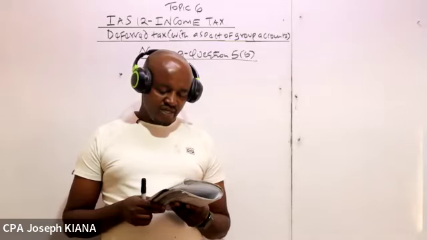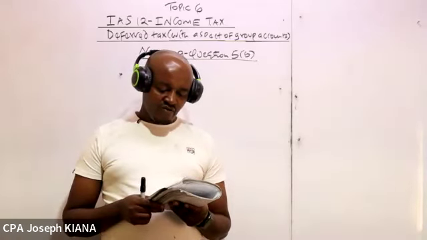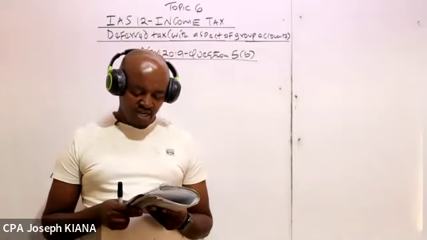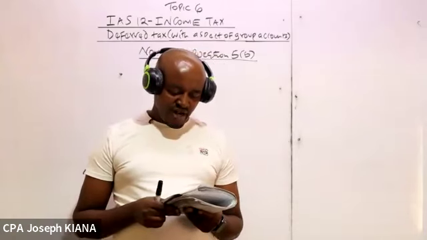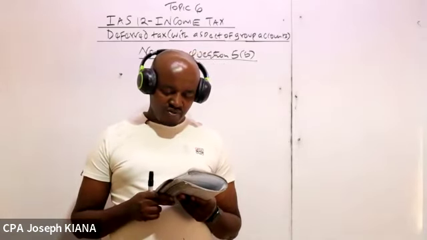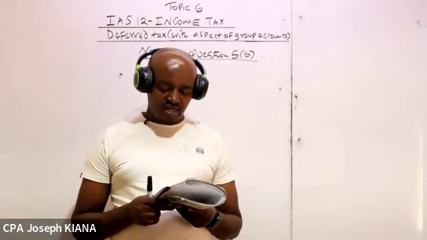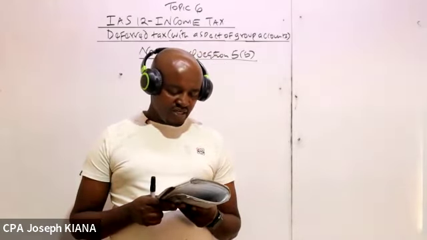Number 5, property, plant and equipment had a carrying amount of shillings 4,800 million and a tax base of 4,000. And then you're told some land and buildings were revalued upward by shillings 2,000 million during the year which ended 30th of September 2019.